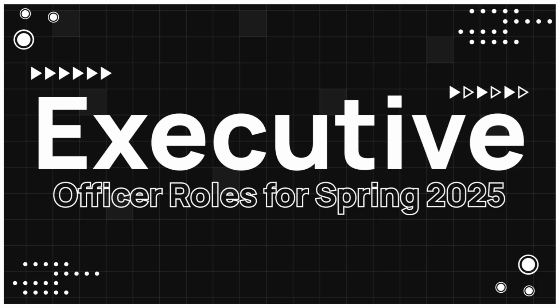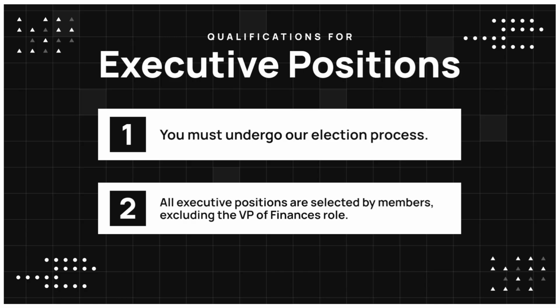So first up is executive roles for spring 25. Like I said before, you must undergo an election process. This just means we will send out an election link towards all of our members. Everything is unique. You cannot copy and paste this link and send it to your friends. It is unique to that specific person. And you are able to vote through the candidates that applied for these executive roles.